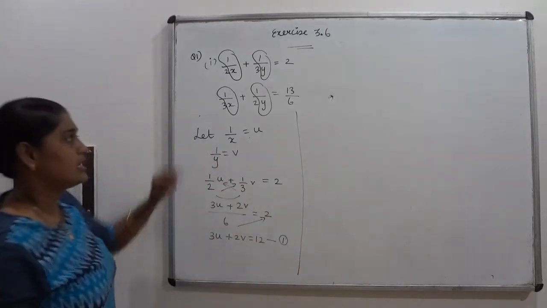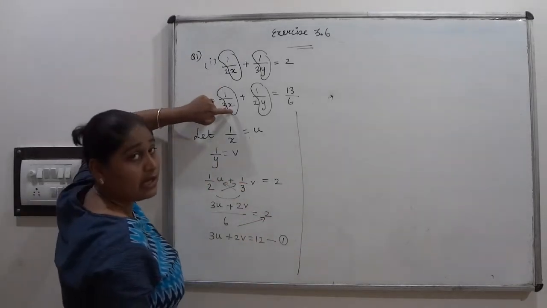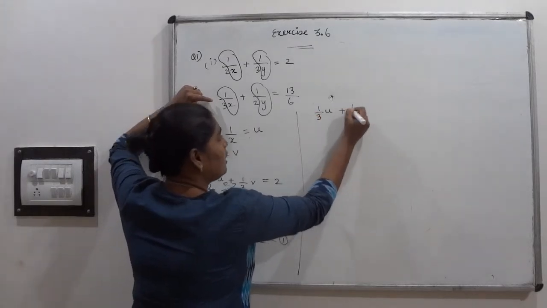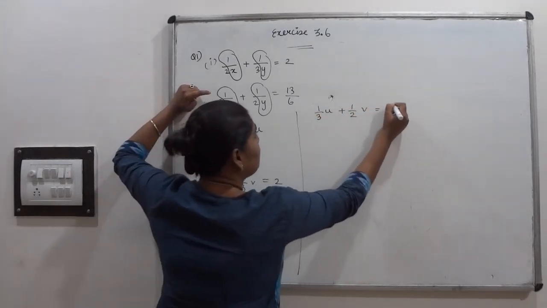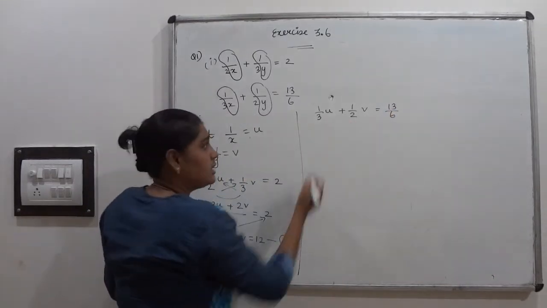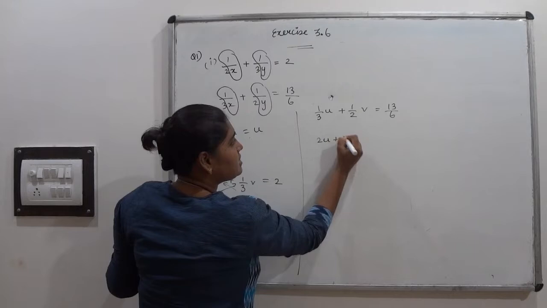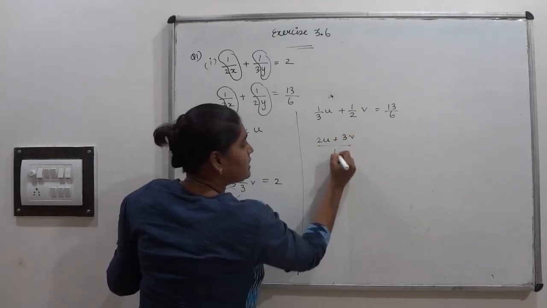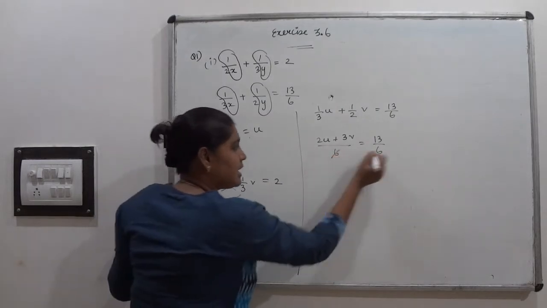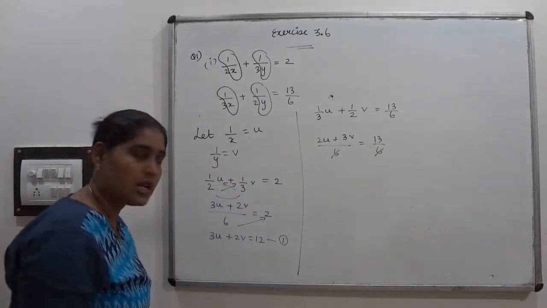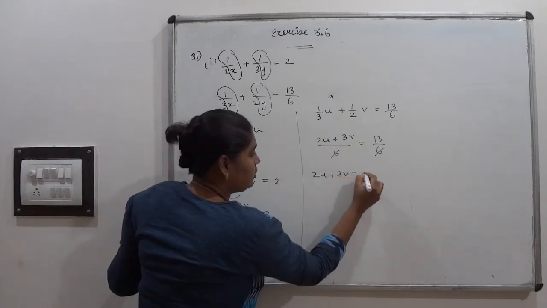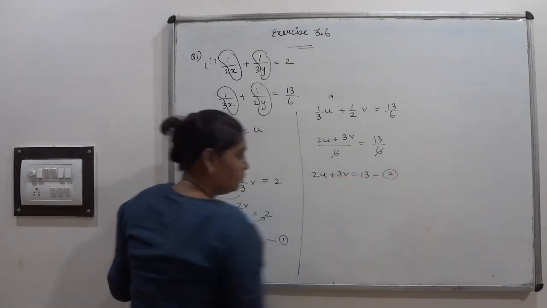Go for the next equation. 1 upon x I have taken as what? u. So 1 by 3u plus 1 by 2v equal to 13 by 6. Denominators are different, so you have to take the LCM. So 2u plus 3v upon 6 equal to 13 by 6. On both sides 6 is in the denominator, so you can cancel out. So 2u plus 3v is equal to 13. This is equation number 2.